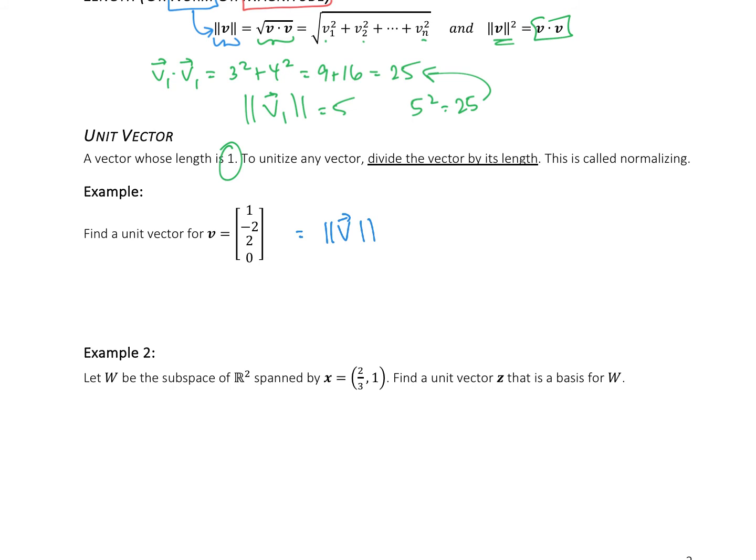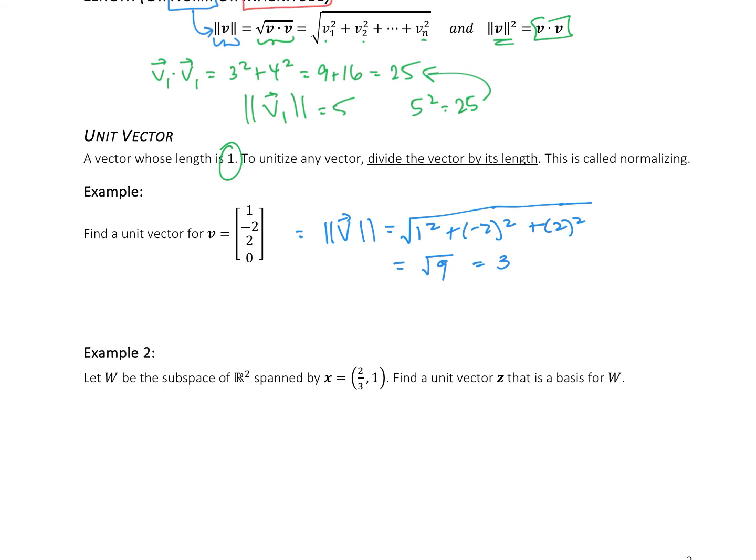And I'm going to actually let you pause the video and come back to this and decide what the magnitude is for yourself. All right, pause, come back. All right, so I found that the length of this vector, or the magnitude or the norm, whatever you want to call it, is 3. Because 1 squared is 1, 2 squared is 4, so we're up to 5, plus another 4 gives us 9. Square root of that is 3.